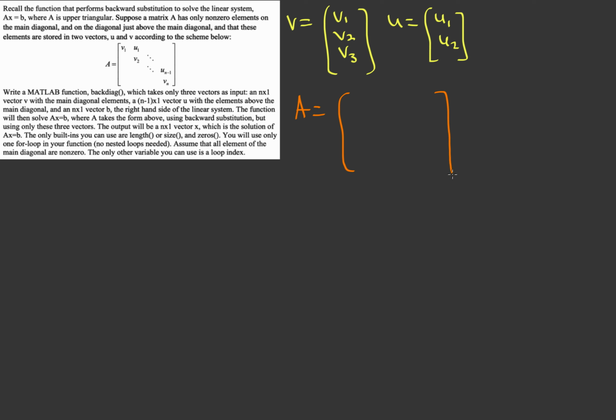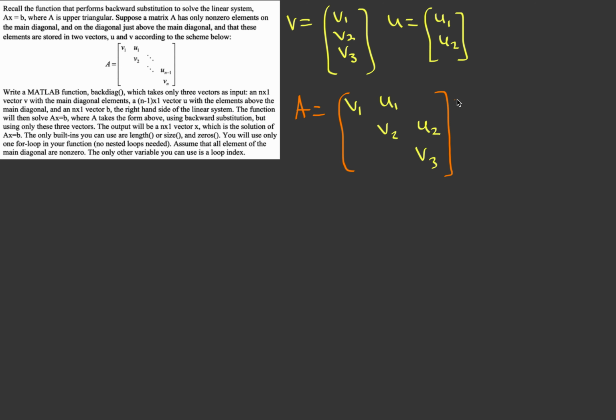So you're given a vector v that has certain elements. Say v has three elements. And you're given a vector u that has one less element, so u1, u2, for example. If we were to represent this in a matrix A, and A would be as big as v, we would have v in our diagonal, and we'd have u above that diagonal.